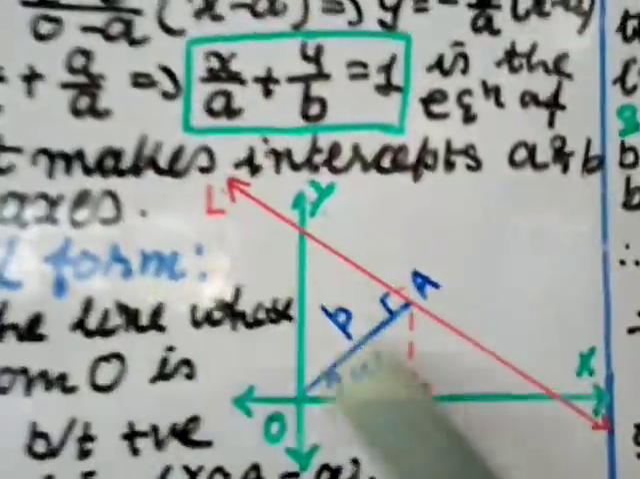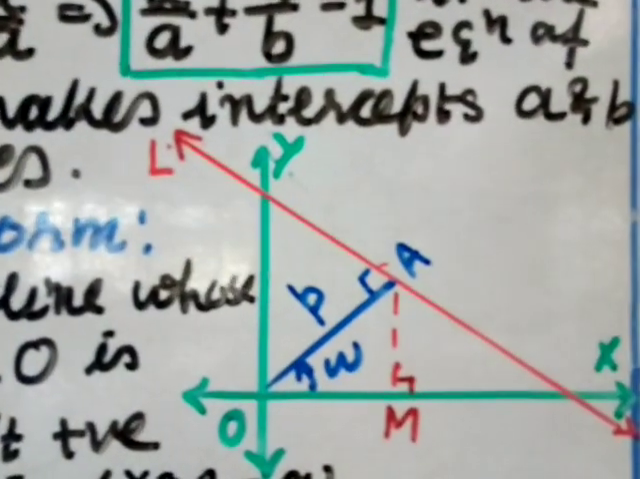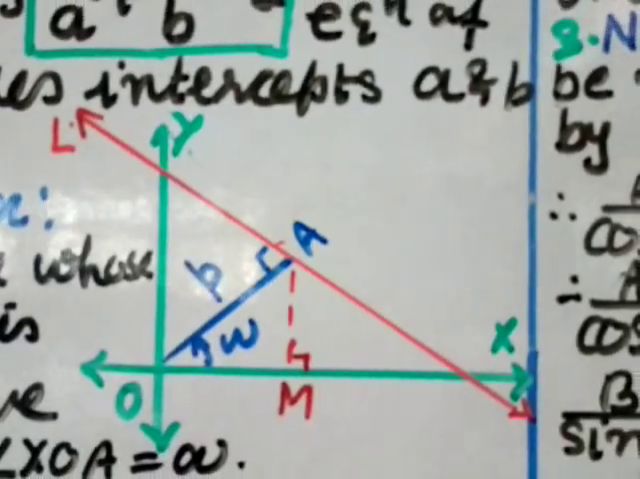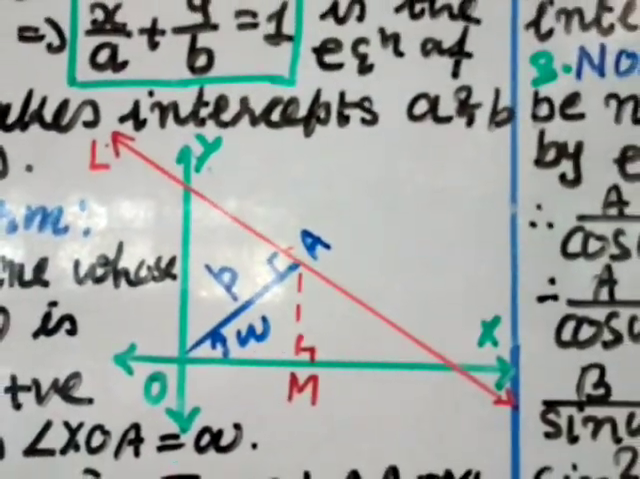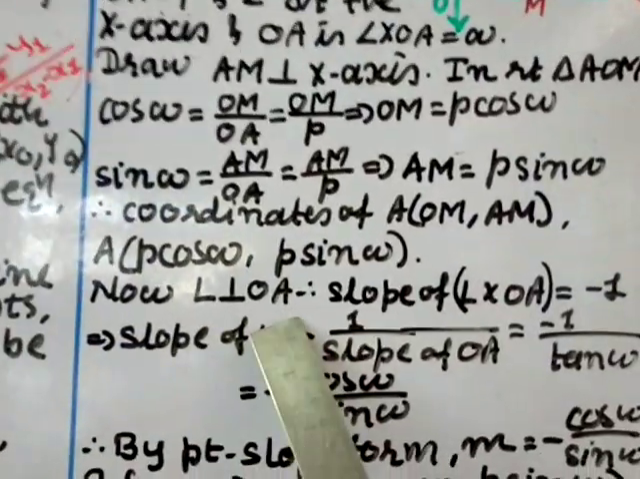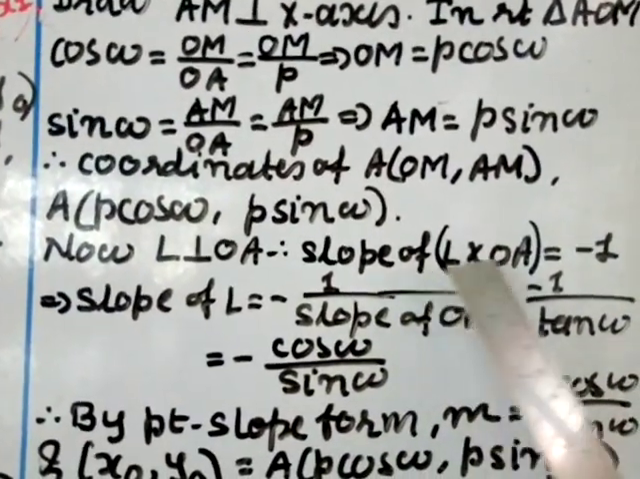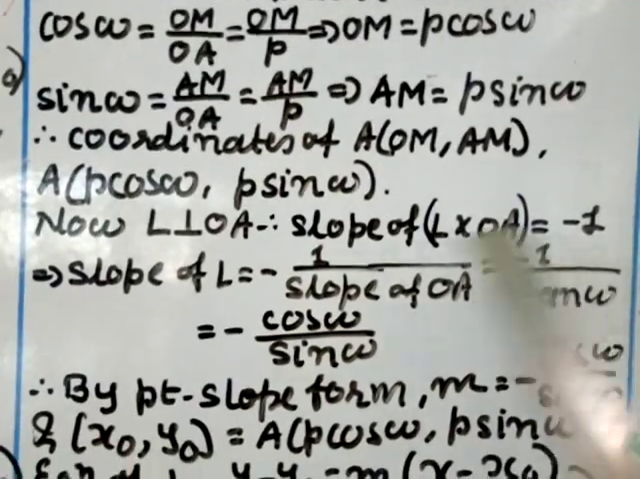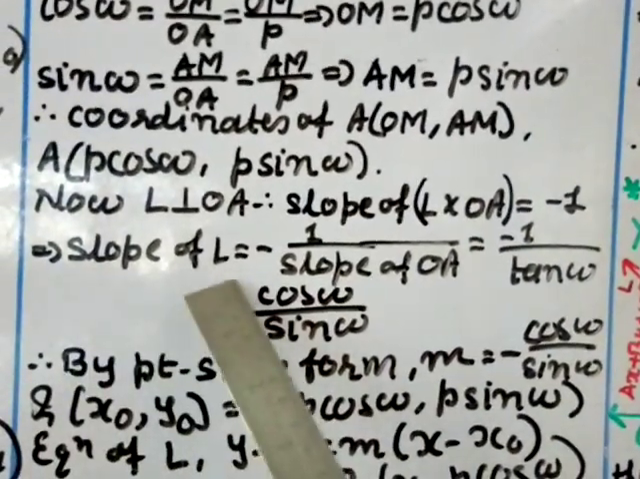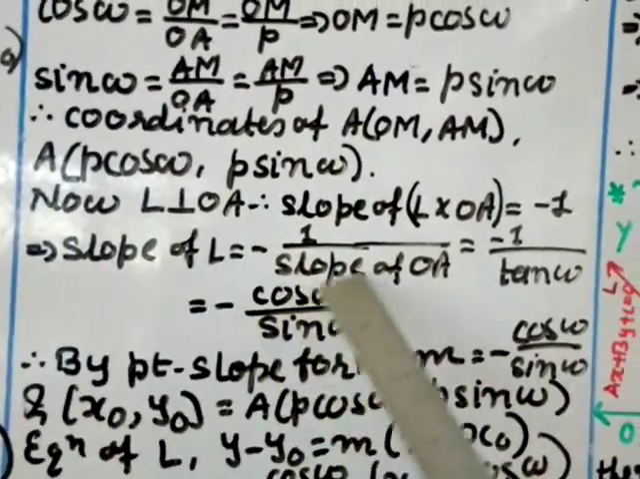Now this line L and this OA are perpendicular to each other. And we have studied that if two lines are perpendicular, the product of their slopes is -1. Right? So since L is perpendicular to OA, we can say that slope of L into slope of OA is equal to -1. Slope of OA transfers over here, it will go in the denominator. So here remains slope of L equal to -1 by slope of OA.